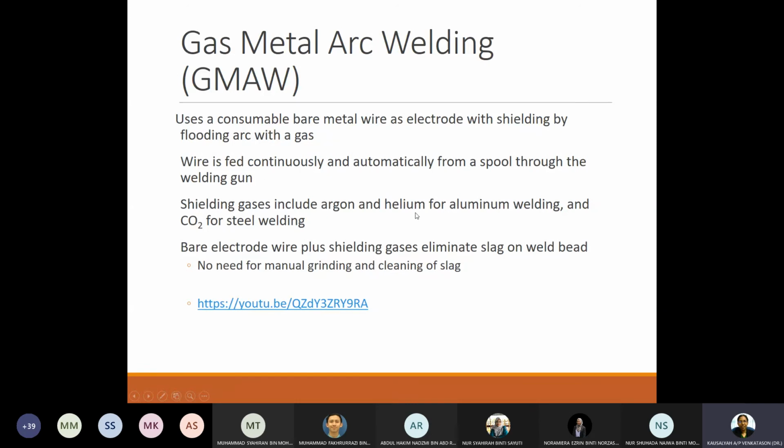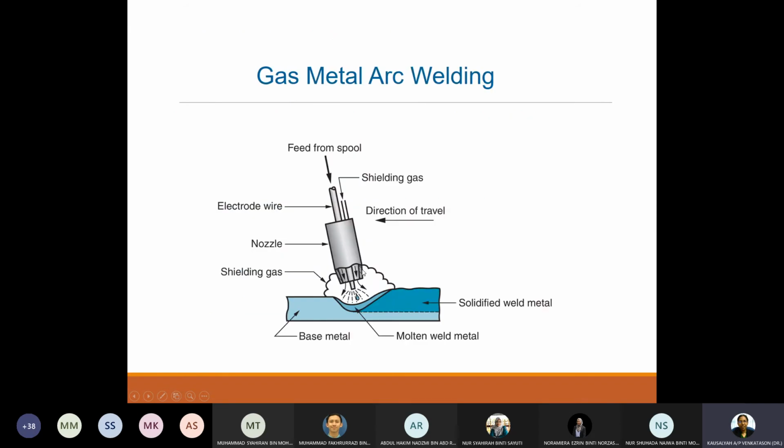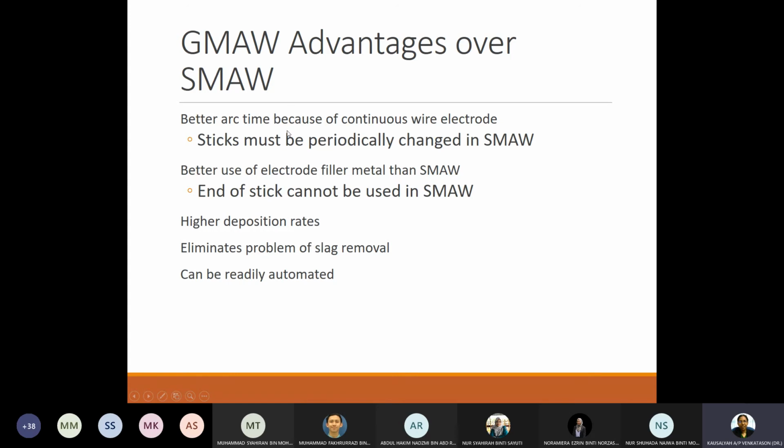Shielding gases, which are used to create a shield, include argon, helium for aluminum welding, and CO2 for steel. So bare electrode wire plus shielding gas eliminates slag on the weld bead. There's no need for manual grinding or removal of the slag, which is produced in SMAW. You can see this is the schematic diagram. We'll go straight to the video.